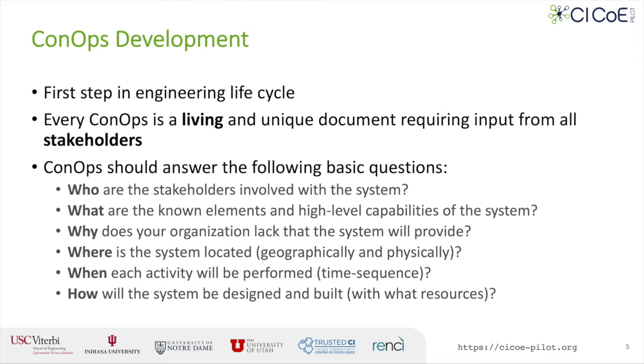A good ConOps document should answer the following basic questions: who, what, why, where, when, and how. Who are the stakeholders involved in the system? What are the known elements and high-level capabilities of the system? Why: what does the organization lack that the system will provide? Where is the system located geographically and physically? When will each activity be performed, for example, if you use a time sequence diagram? And how will the system be designed and built, with what resources?